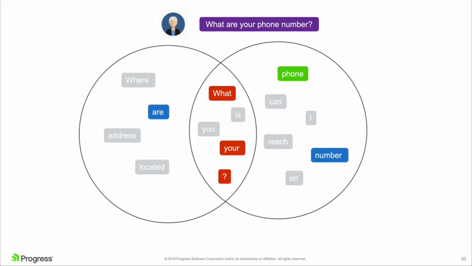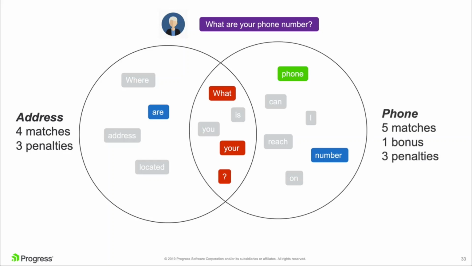And if we analyze that, that means the address Q&A has 4 matches, of which 3 are penalized, so those are the 3 in red. While the phone Q&A has 5 matches, what, your, question mark, phone, and number, of which we have 3 penalized matches and 1 bonus match for the highlighted, the really strong token, and 1 regular for number. And obviously the phone Q&A is the one that is going to win this battle.